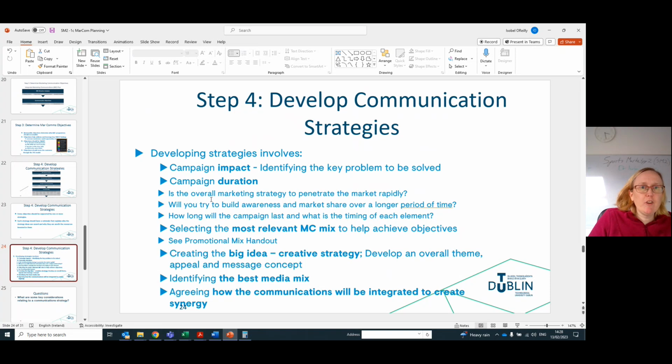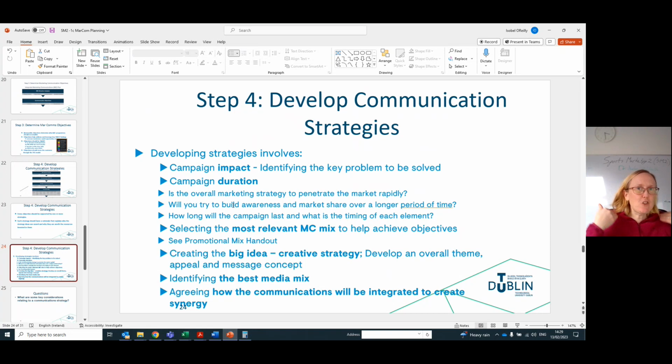Developing strategies involves campaign impact, identifying the key problem to be solved, and campaign duration. So the overall marketing strategy: is it to penetrate a market rapidly? Then you need to hit hard and fast. Or is it a long-term strategy where you can spread it out over time and build awareness and market share over a longer period? How long will the campaign last, and what's the timing of each element? These are questions to be worked out. Then, selecting the most relevant MarCom mix to help achieve objectives. Again, we'll look at that in more detail when we get into the tools of your promotional mix.